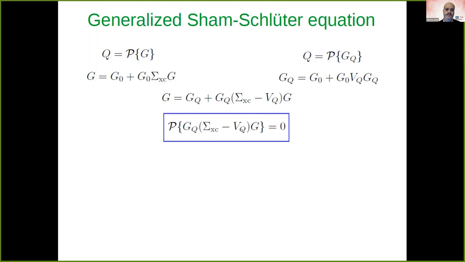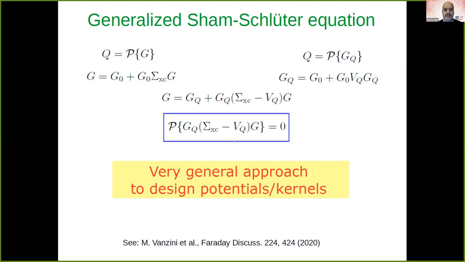So this is an effective potential that I want to be simpler than the original self-energy. And I have the freedom to make different ansatz for this effective potential. The important condition is that I have to find a solution of this equation. This is, as I was saying, a very general approach to design potentials and kernels in different frameworks. Depending on the quantity of interest, this can be applied to different frameworks. It's not limited to the single particle Green's function. It can also be used for the two particle Green's function or for the n particle Green's function in general. And indeed, we have applied it also to time-dependent density functional theory to design kernels in TDDFT. If you are interested in the general idea of the generalized Sham-Schlüter equation, this is a good reference.